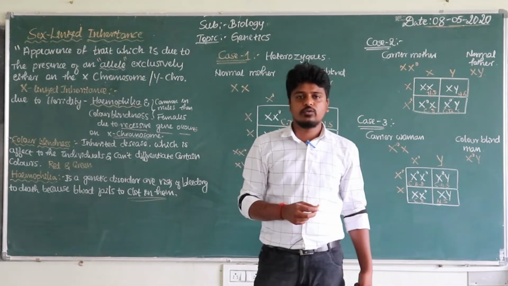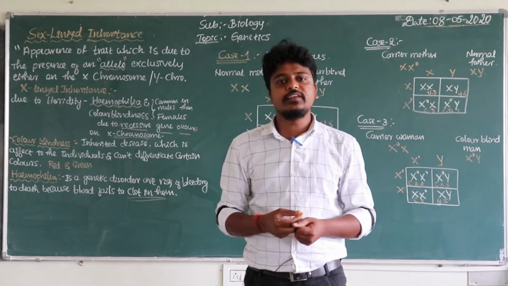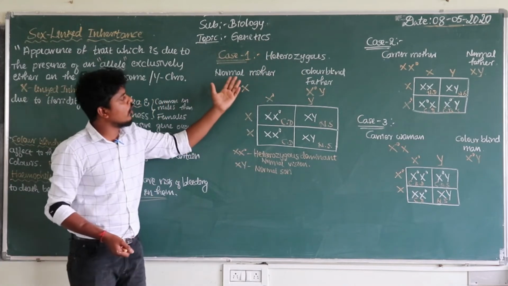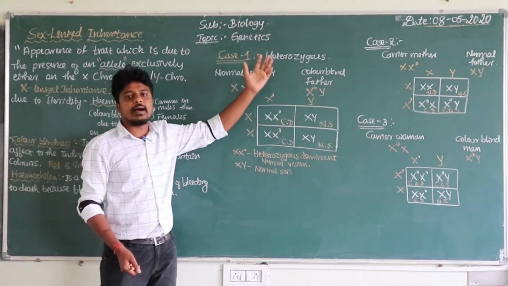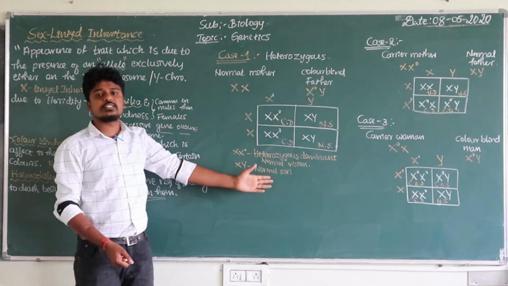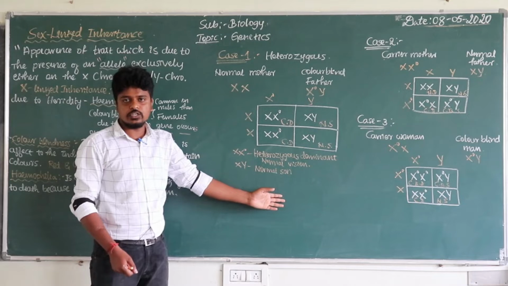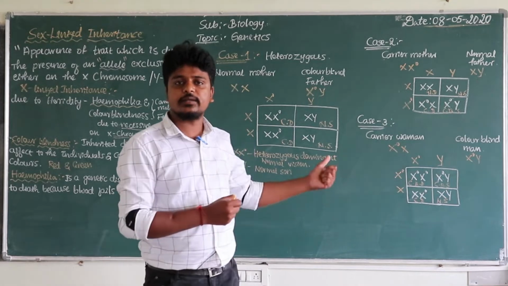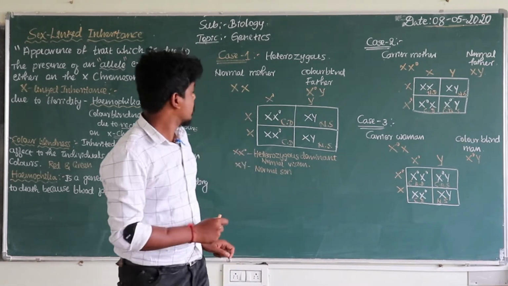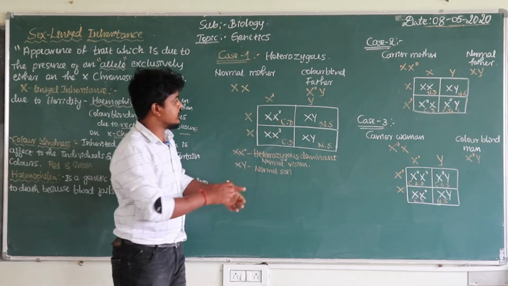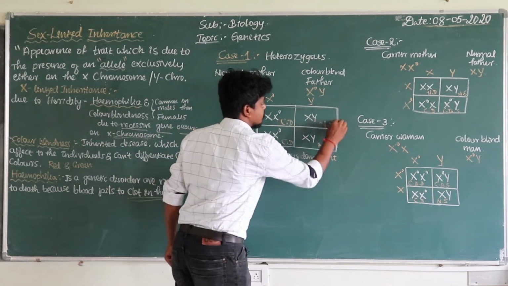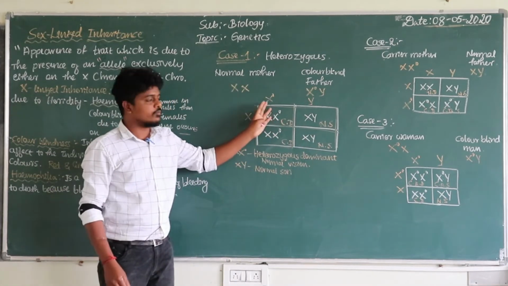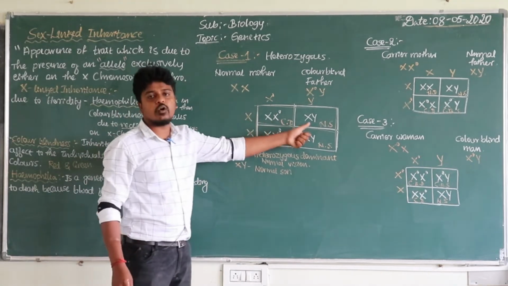So let's look at a problem: what would the progeny be if a normal mother marries a colorblind father? What could the next generations be? As I told you in the last class, when you are calculating genetics problems, it is easy to calculate with the help of a checkerboard. It is also called a Punnett box, and we can use it to show the differentiation of the traits and the different gametes.